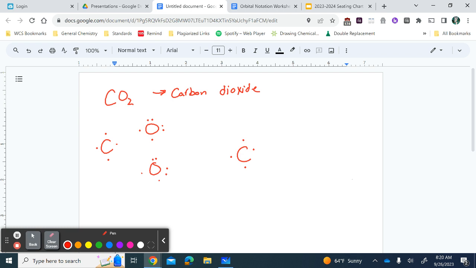Now, if we put oxygen over here with its 6 electrons, and we put the other oxygen over here with its 6 electrons, we run into a little bit of a problem. We still have some unpaired electrons, right? We've got this connection now between our oxygen and carbon, but this oxygen is unpaired, and this carbon is unpaired.